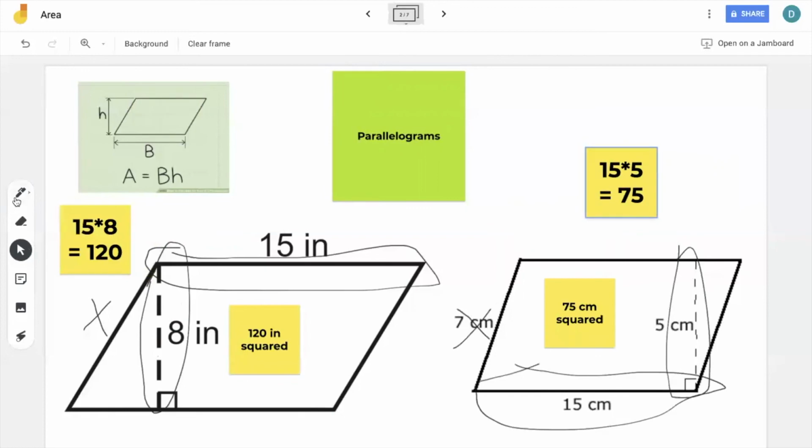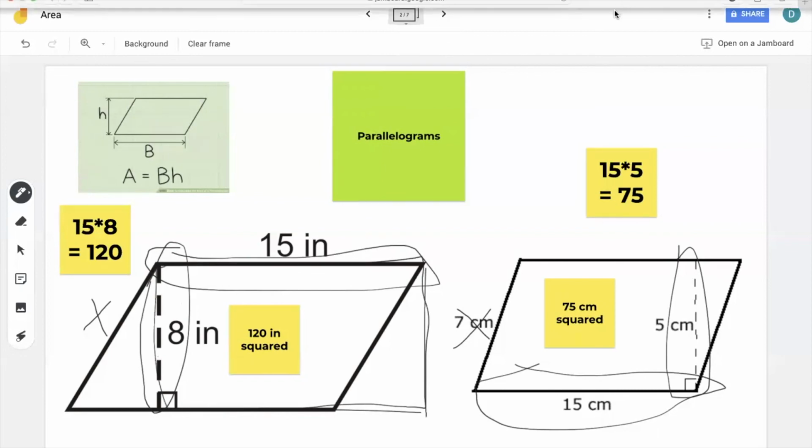Now, one interesting thing about parallelograms is if we take this dotted section here, this triangle, and we move it over here, it becomes a sort of rectangle. And that is why it is still base times height, because you just form a rectangle again, although you don't see it as a rectangle. So that is why we calculate area like that. It's pretty interesting.